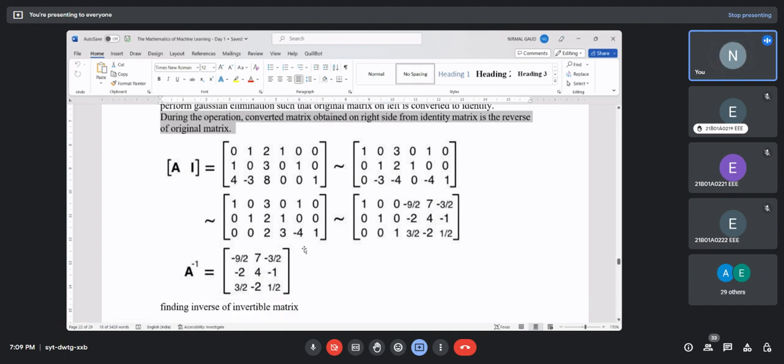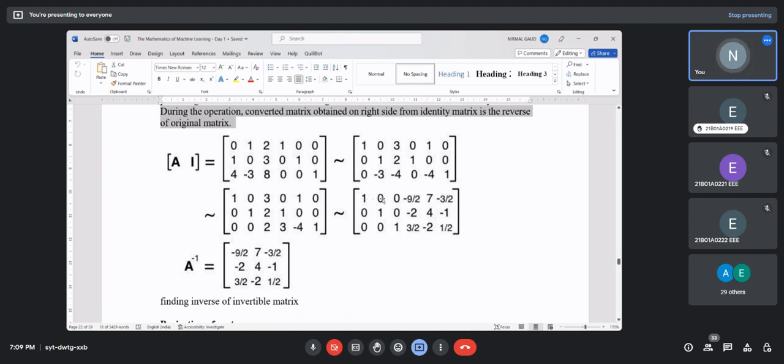So you can understand that. What am I getting, 1, 0, 0, 0, 1, 0, 0, 0, 1? My target was to make it an identity. I wrote A and I. This is identity: 1, 0, 0, 0, 1, 0, and 0, 0, 1. And this is your matrix: 0, 1, 2, 1, 0, 3, and 4, minus 3. This is your matrix A, and this is your identity.